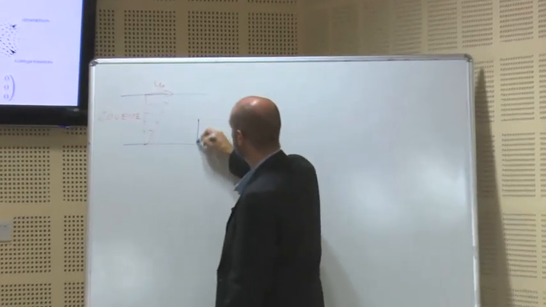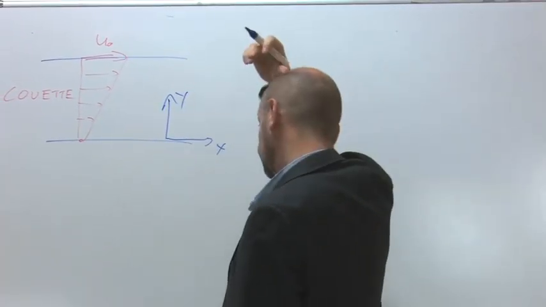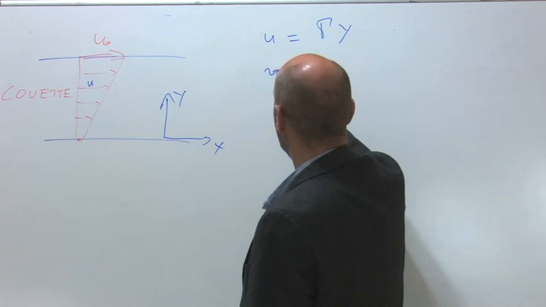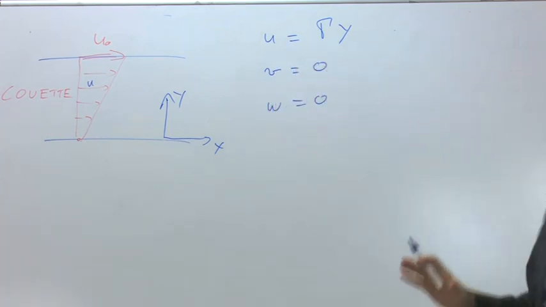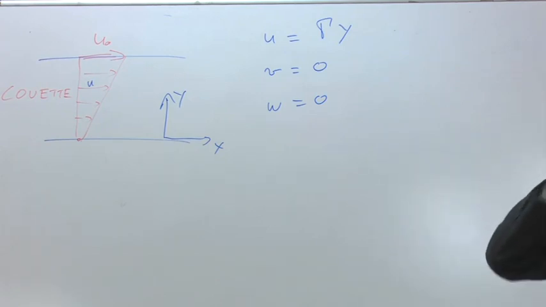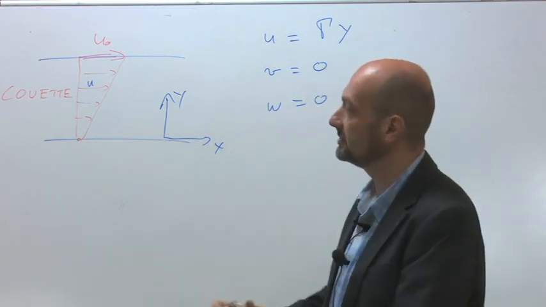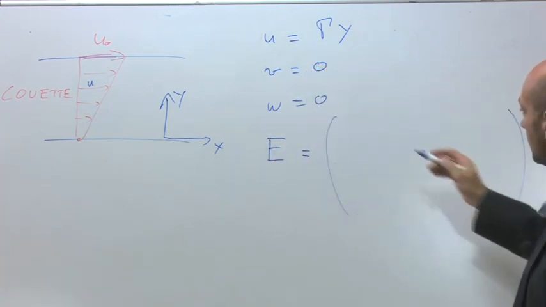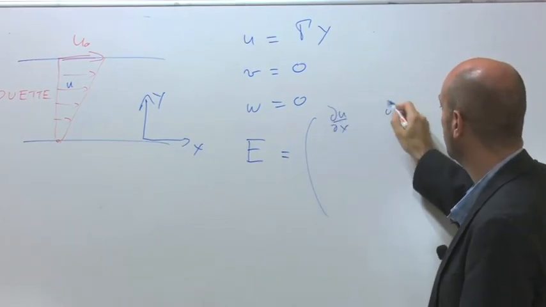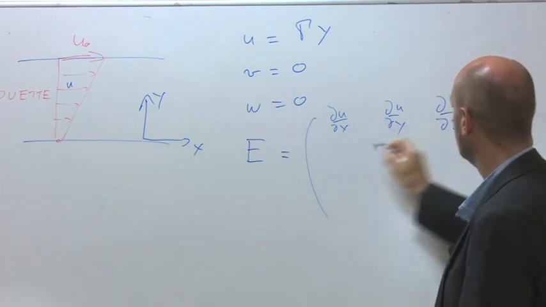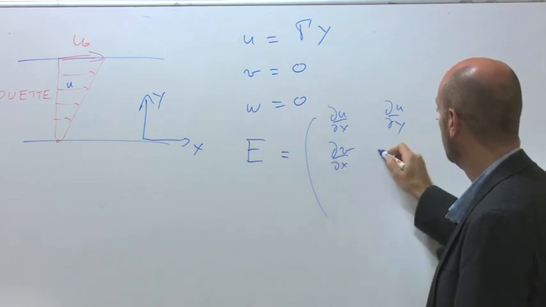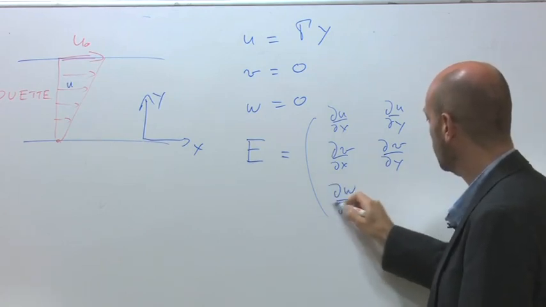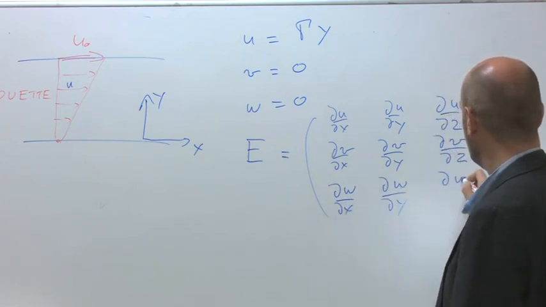So when you have a shear flow, let's say this is x, y, so this is u, where u is equal to gamma y, v is equal to 0, and w is equal to 0. So it's a simple 1D flow, which is just depending on the y direction. If you look at the rate of deformation, it's a tensor, a matrix, which contains all the derivatives: du by dx, du by dy, du by dz, dv by dx, dv by dy, dv by dz, and dw by dx, dw by dy, dw by dz.